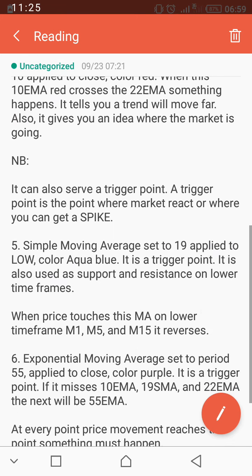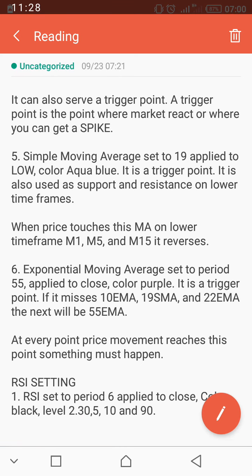Next indicator is exponential moving average set to period 55. Apply to close. Color purple. Exponential moving average, not simple. This one is exponential, set to period 55. Apply to close. Color purple.